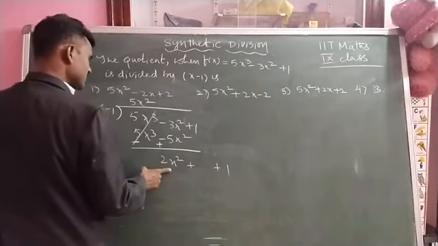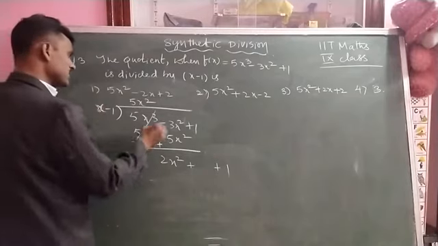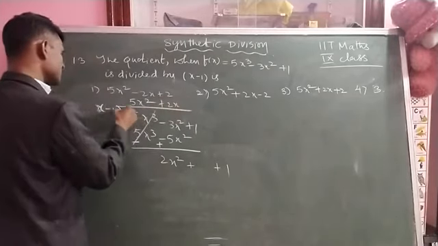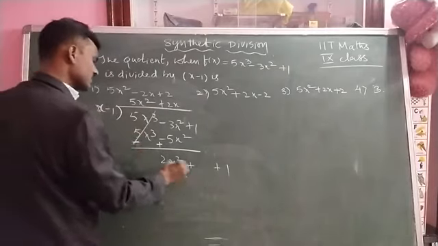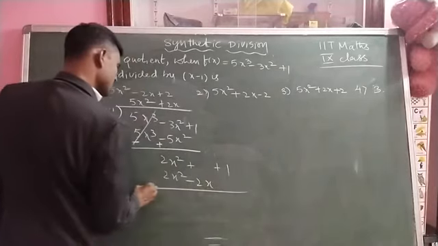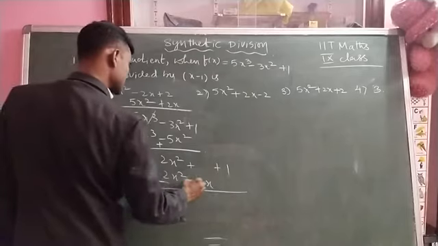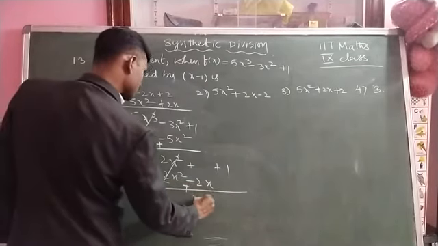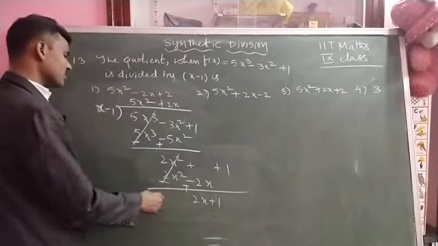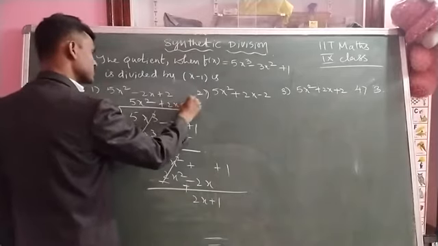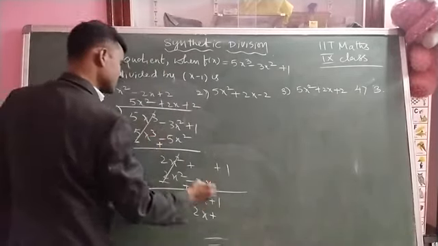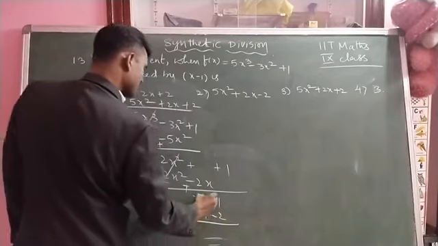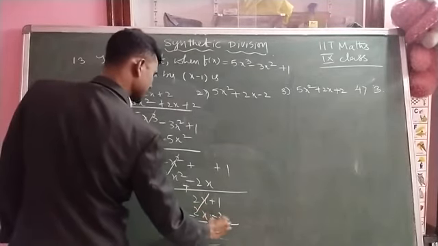Okay, now here 2x square we have to multiply with the plus 2x. 2x into x is 2x square, and 2x into minus 1 is minus 2x. Now minus plus this is cancelled. Now 2x plus 1. We have to multiply here plus 2. 2 into x is 2x, plus 2 into 1 is 2, minus 2. Now here minus this is plus, cancel.